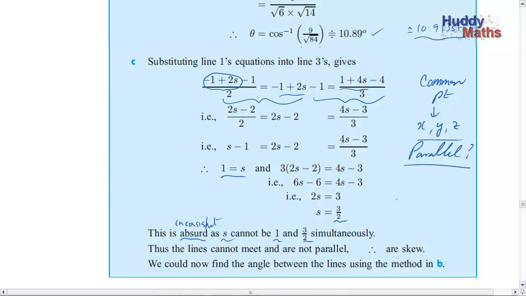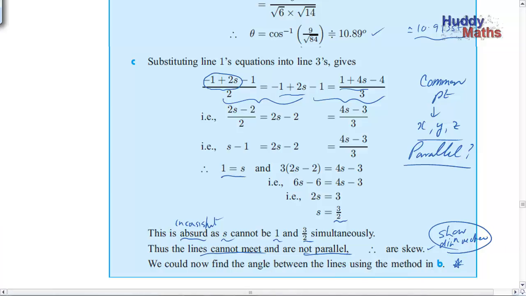That's what we've said here. They cannot meet and are not parallel. We didn't actually show they're not parallel and therefore are skew. So we really should show, using the direction vector of each line, that they are not parallel. And we could go on and find the angle between them using the direction vectors.